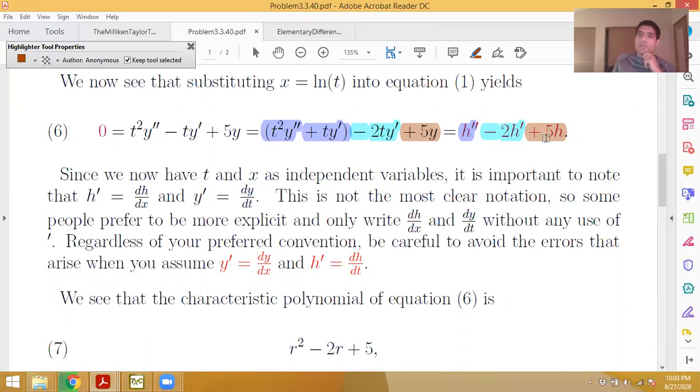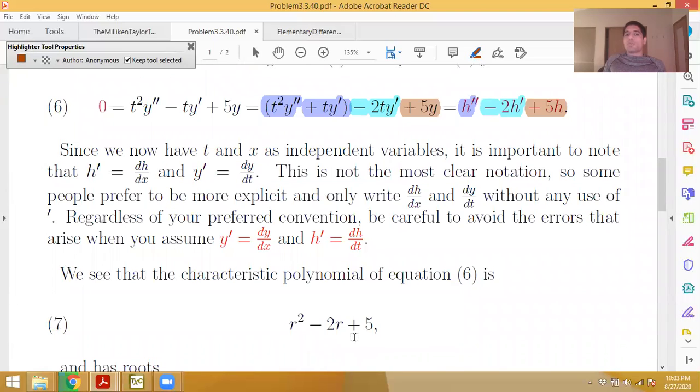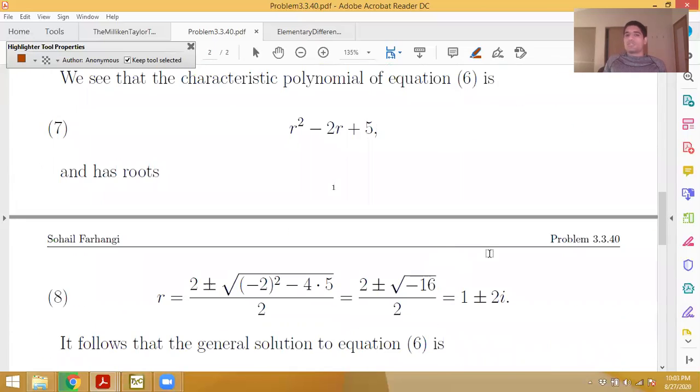So the resulting differential equation in h is a second order constant coefficient differential equation, which is something that we already know how to solve. That was in the beginning of chapter 3. So now we'll go ahead and solve it, and we see that the corresponding characteristic polynomial for that differential equation in h is r squared minus 2r plus 5. To get the roots, I just use the quadratic formula, negative b plus or minus square root of b squared minus 4ac all over 2a. Go ahead and simplify it, and I see that the roots are 1 plus or minus 2i.